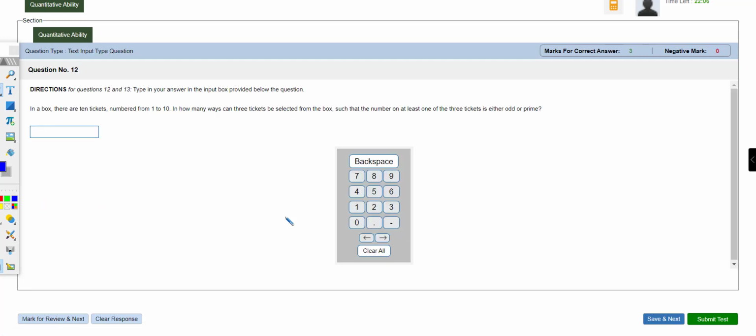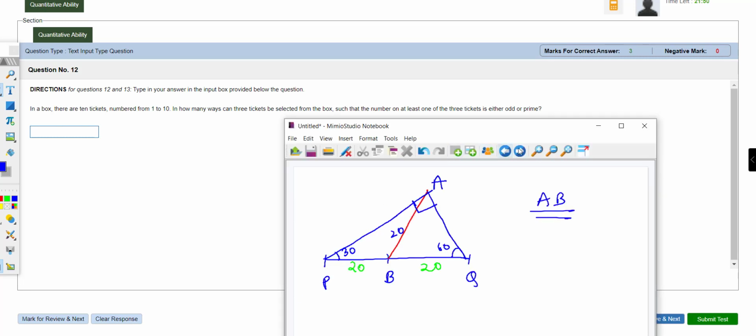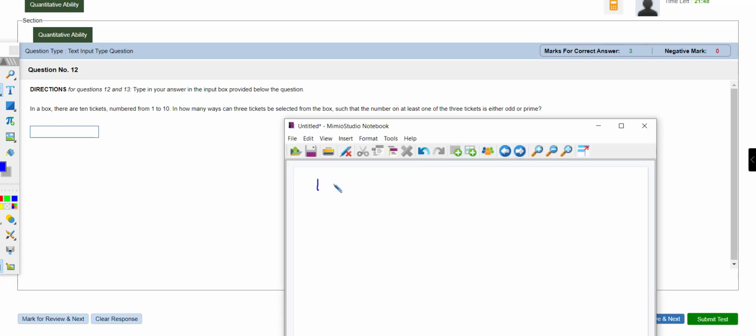Question number 12. In a box there are 10 tickets numbered 1 to 10. In how many ways can 3 tickets be selected such that at least one of them has either an odd number or a prime number? So there are 10 tickets with numbers 1, 2, 3, 4, 5, 6, 7, 8, 9, 10. We want at least one card to have an odd number or a prime number, so it can be 1 or 2 or 3 or 5 or 7 or 9.